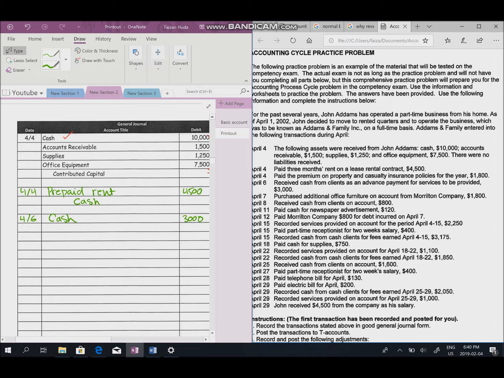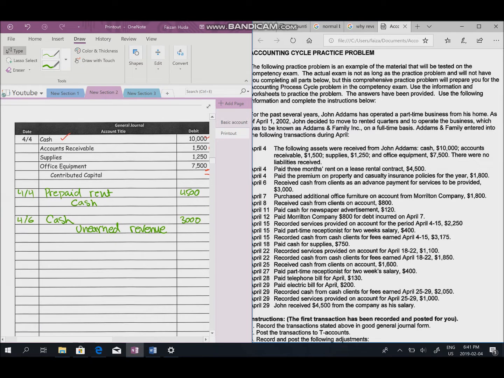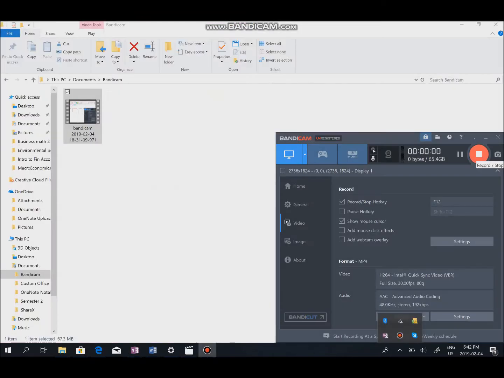What if the customer decides to cancel it and wants the money back? This is why we record it as unearned revenue. And this would be for $3,000. In journal entries, always remember, there's always going to be something debit, and then there's always something that is going to be credit.